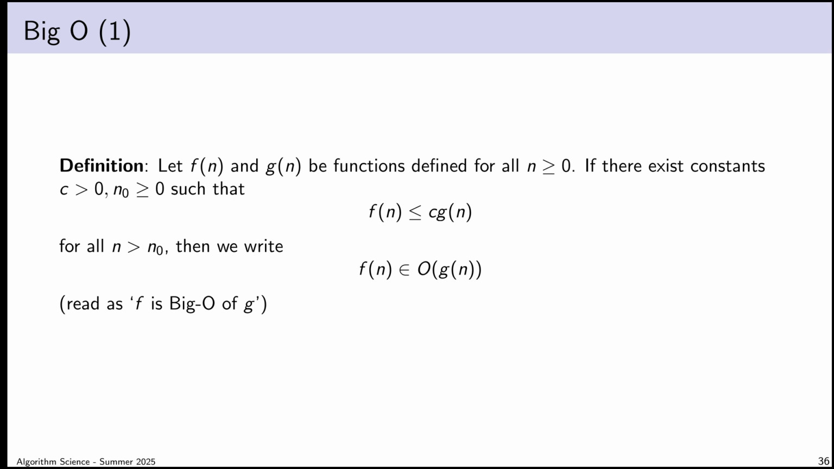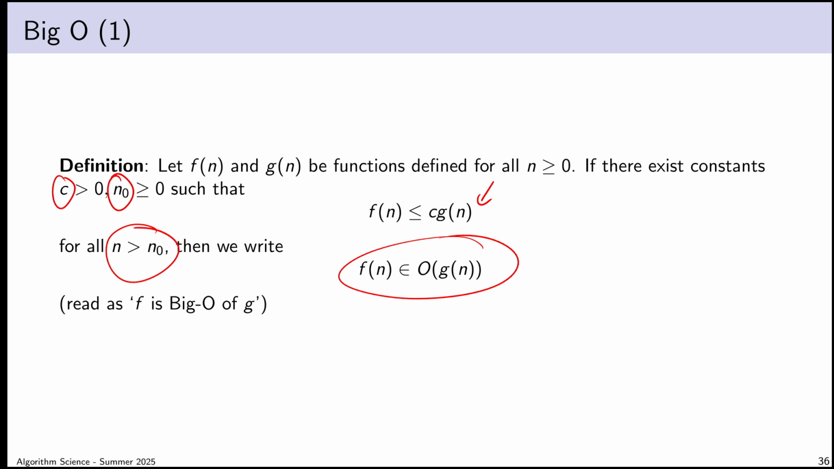I was so excited to give my analogy about building roads that I didn't do that. So suppose we have two functions f and g. If there exist two constants, c and n naught, such that f is less than or equal to c times g for every value of n larger than n naught, then it is true that f is big O of g.